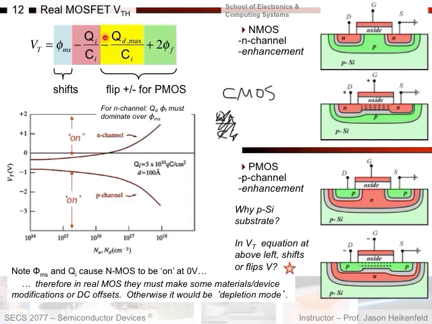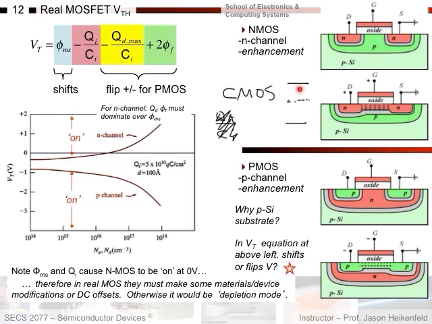Okay. The last one is 2 phi sub f. Does this one change? Well, think about this. If I have a semiconductor, and here's the intrinsic Fermi level. For NMOS, like I have here, I'm starting with the Fermi level down here. It needs to shift in this direction, right?